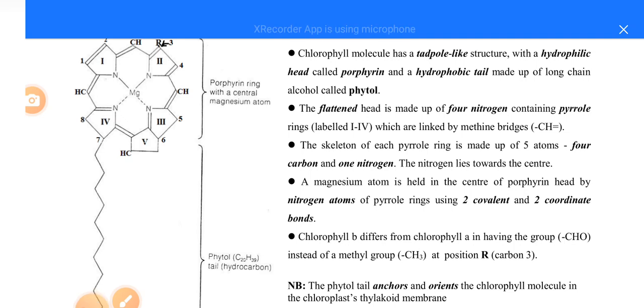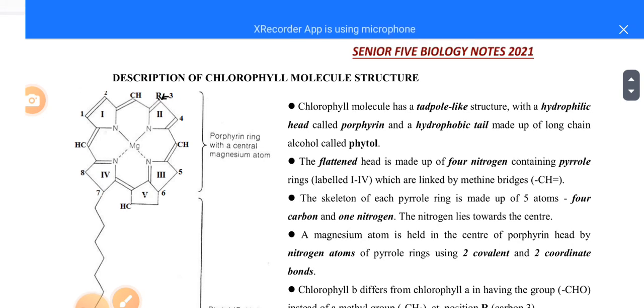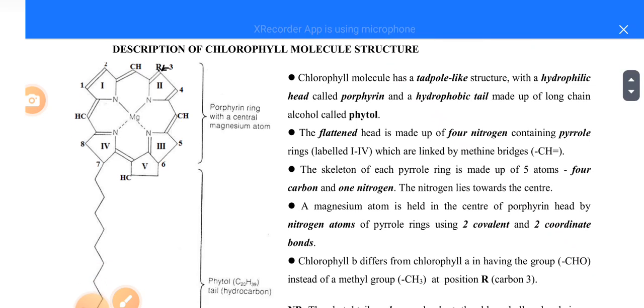So we are continuing with our online lessons, and today we are going to look at the description of the chlorophyll molecule, or the structure of the chlorophyll molecule. As I told you, the structure of the chlorophyll molecule is divided into two. It has the first section, which is called the head, and the other section is the tail, or the phyto tail.